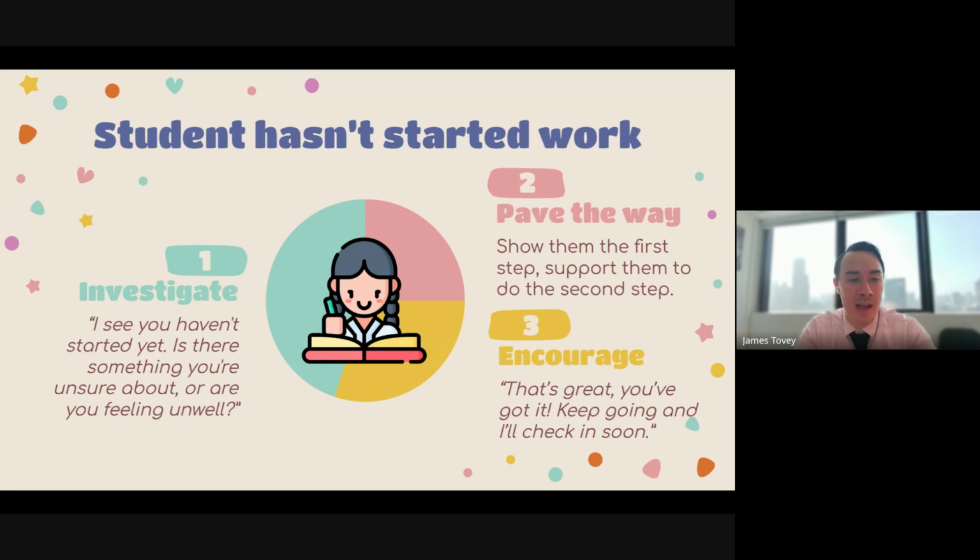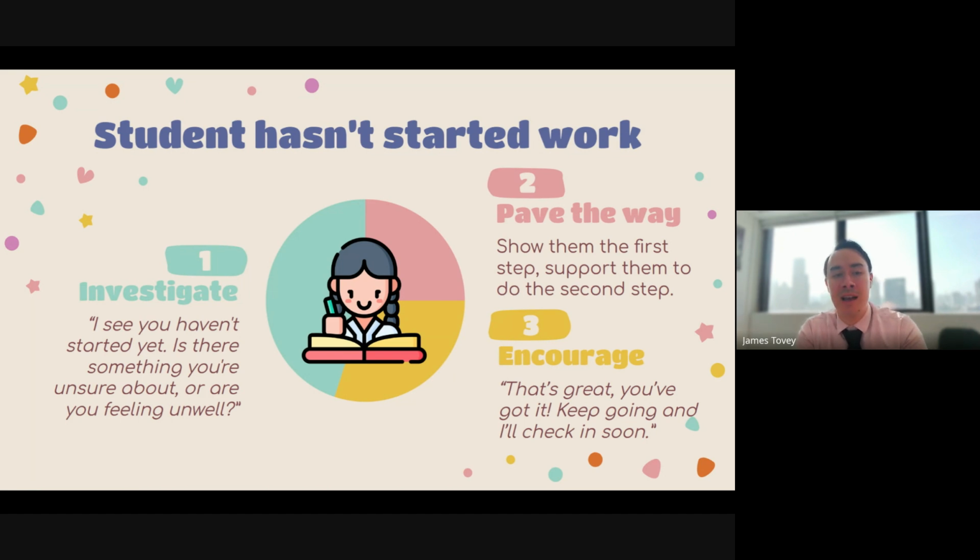Give them the benefit of the doubt. Don't go straight into being like, "Why haven't you done this work? You're supposed to do this work. What's going on? Everyone else has done the work. Why haven't you?" Approach with empathy, giving them the option to respond about how they're feeling.